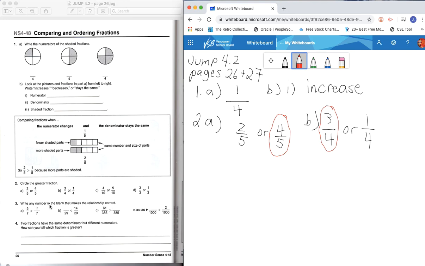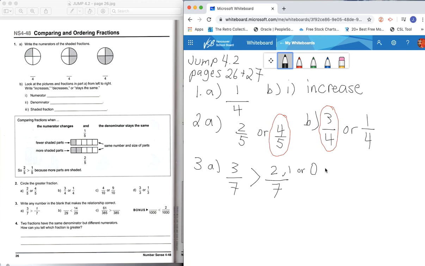Number 3. Write any number in the blank that makes the relationship correct. Okay, so they did 3A for you. So let's go over that so that you can see what the question is talking about. All right, so basically they gave you 3/7, and it's saying 3/7 is greater than blank over 7. So knowing that the denominators are the same, you need to write a number that is less than 3. So your choices are either 2, 1, or 0.